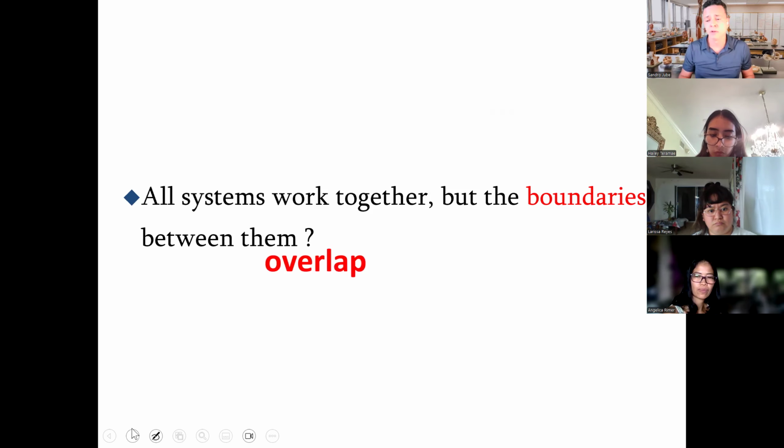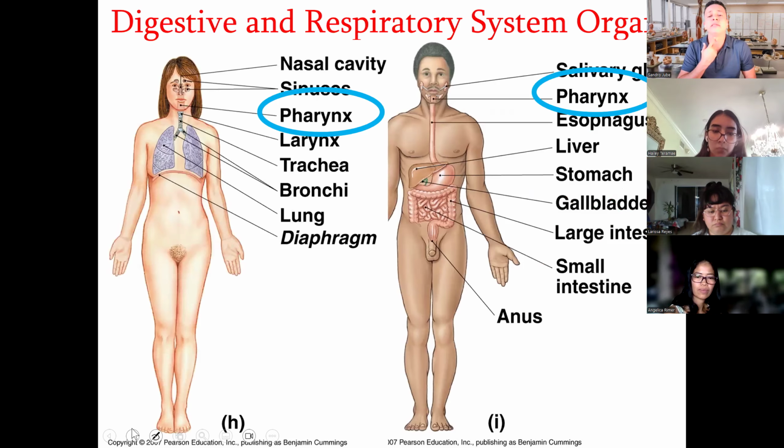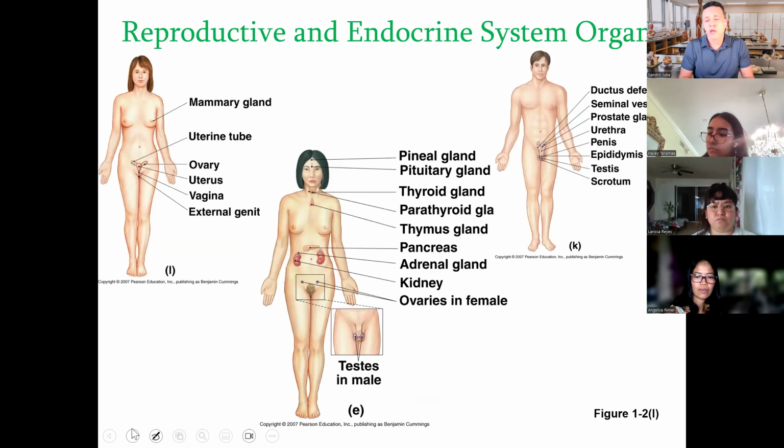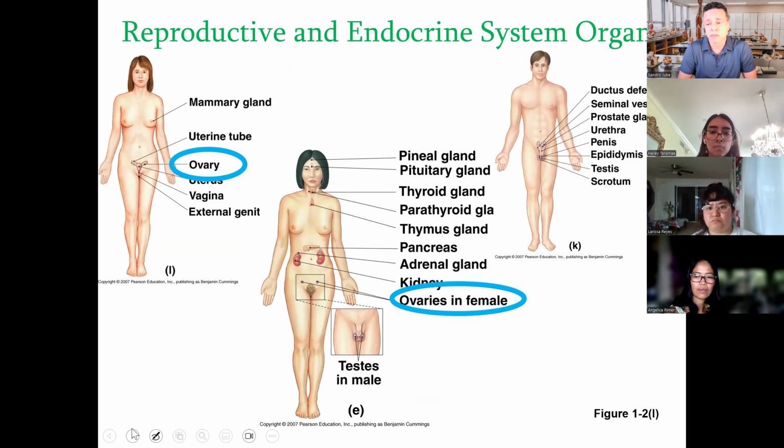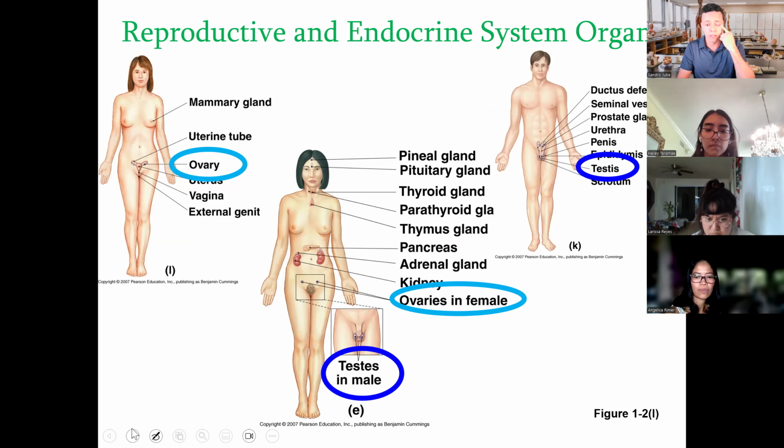Let me give you some examples. The pharynx, which is part of our throat, belongs both to the respiratory and the digestive system. The ovaries in females belong both to the endocrine and the reproductive system. The testes in males belong both to the endocrine and the reproductive system. Okay? We're going to see this overlap often within our body.